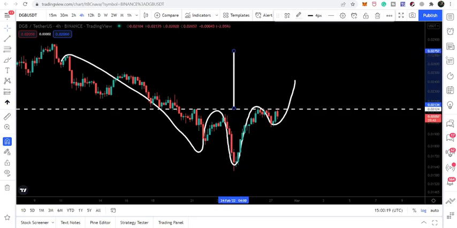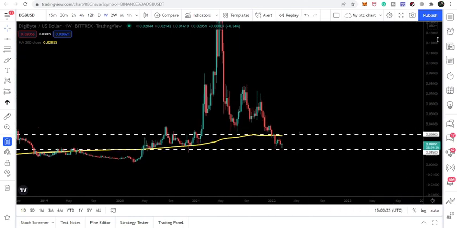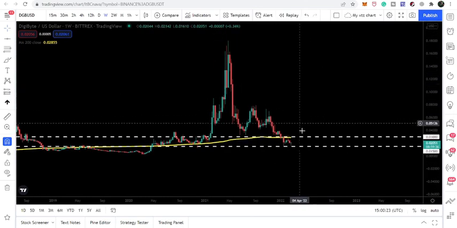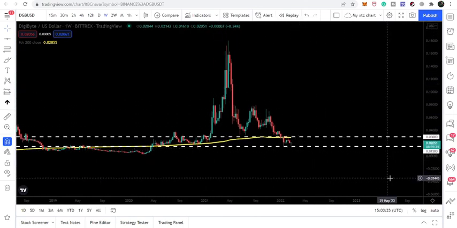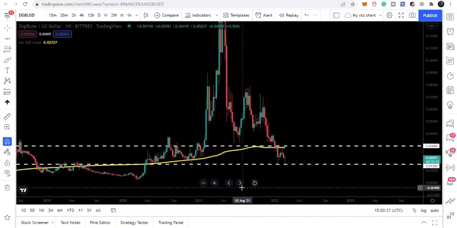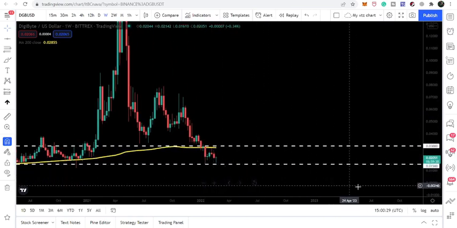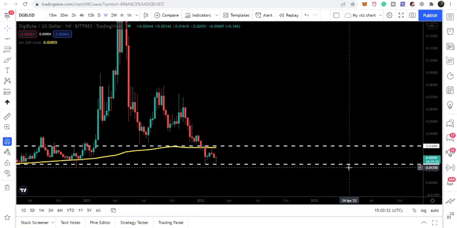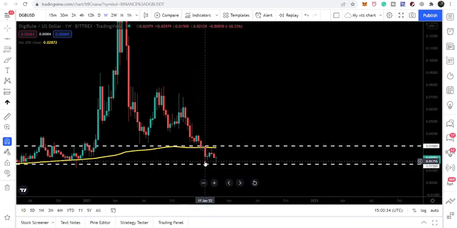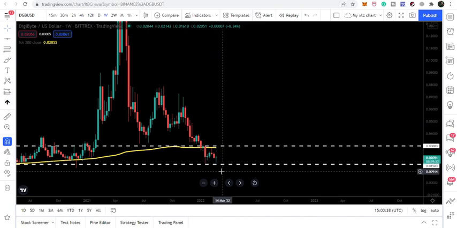Now let's take a look at the weekly time frame. And here I would like to show you, this is a really very important move that DigiByte coin is making right now. It is forming a double bottom at a very long-term support of 1.5 cents. You can see we touched here and we moved up, and again we are once more touching this support here.